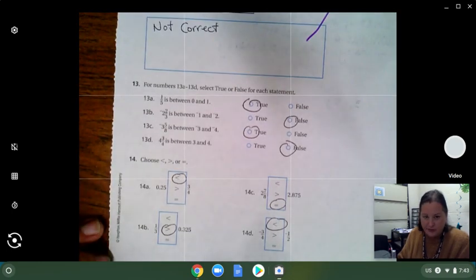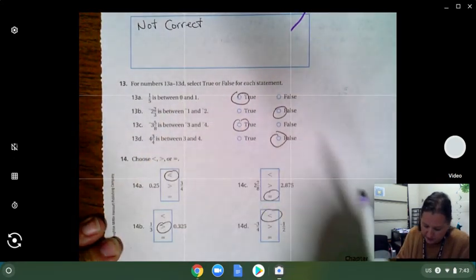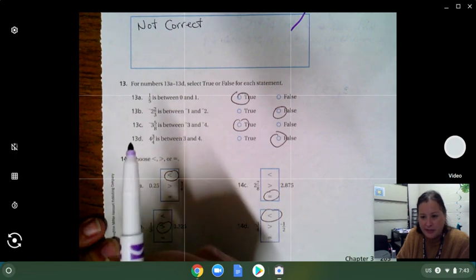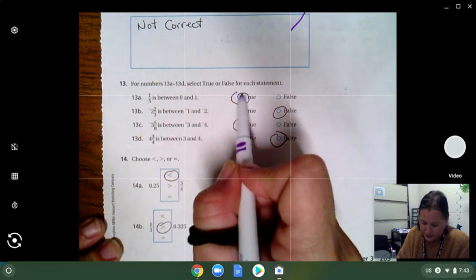For numbers 13a through 13d, choose true or false. 1/5 is between 0 and 1. Remember, any fractional part that does not have a mixed number or is not an improper fraction is representing a part between 0 and 1. So that is true.